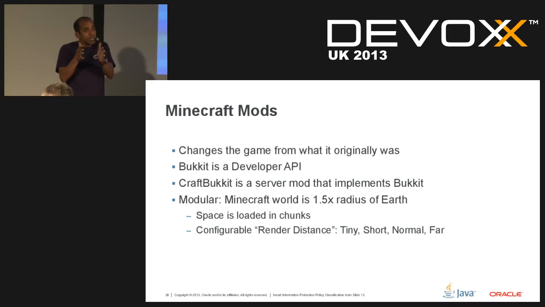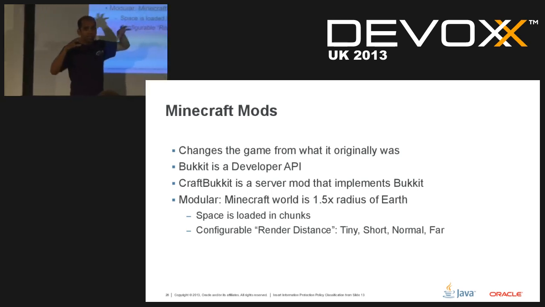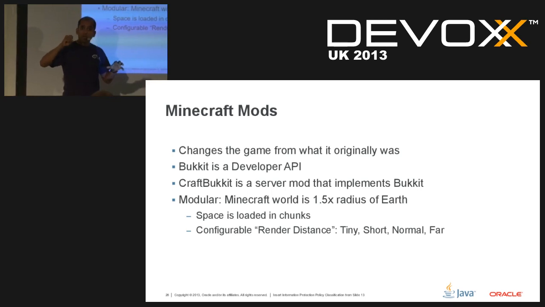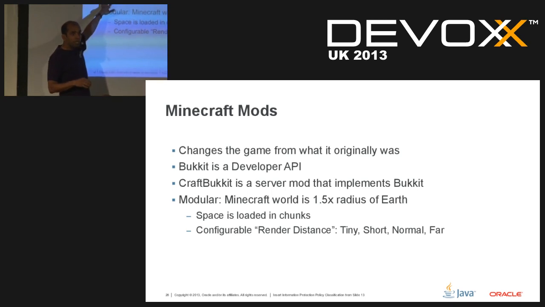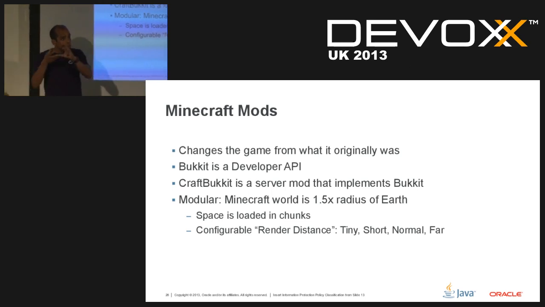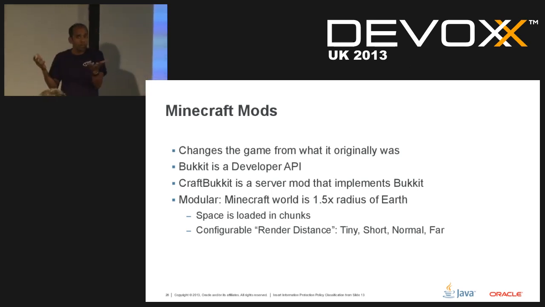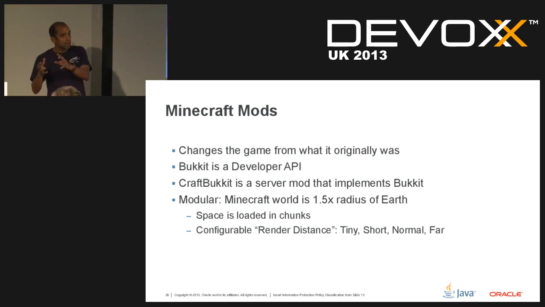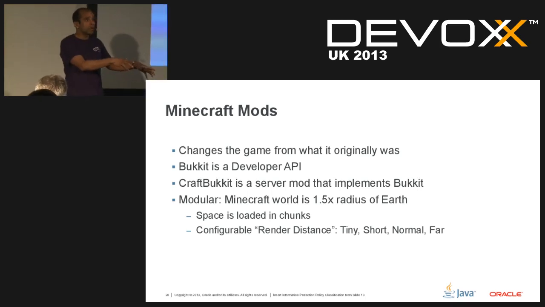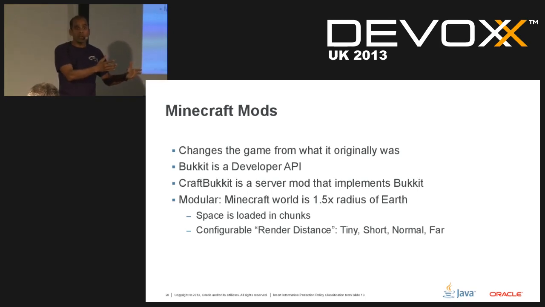So Minecraft has this concept of building a mod by which you can extend the game. It's not an official API, but Bucket is a developer API. This is something that they have acquired. The Mojang company, which has built the game, has acquired the team, and they're working very actively to make that an official modding API. But using that modding API, you can build a mod, which is basically a jar file. It's an extensible game, which is basically a jar file. You build the mod, which has predefined files and configuration files, and then you drop it into the Minecraft server. Voila, you have that functionality available to you.